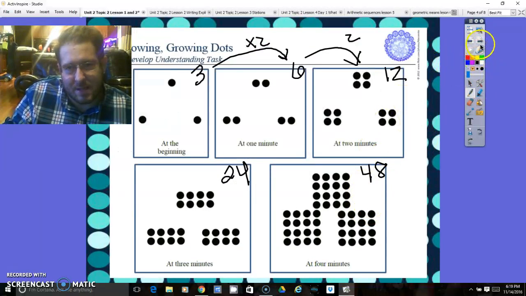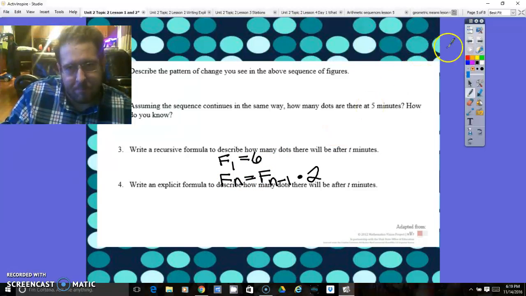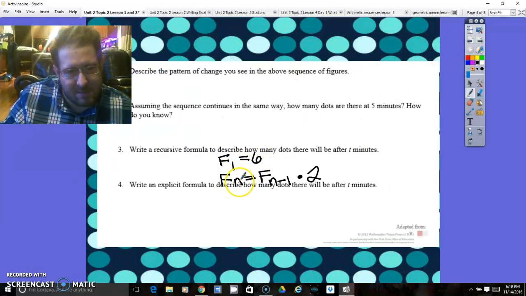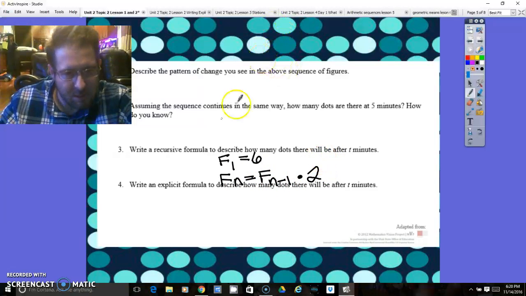So if I want to find the 6th number, if I said n was 6, f sub 6 is 96. Or was that f sub 5? Oh yeah, that was f sub 5. So f sub 6 is equal to f sub 5, which is 1 less than 6, multiplied by 2. So there you have it.